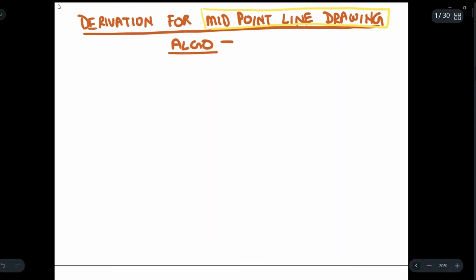Hey guys, so today we will be discussing the derivation for the midpoint line drawing algorithm. Previously we discussed what the midpoint line drawing algorithm is. Now we will be doing its derivation. So first of all, let us derive it using a diagram.